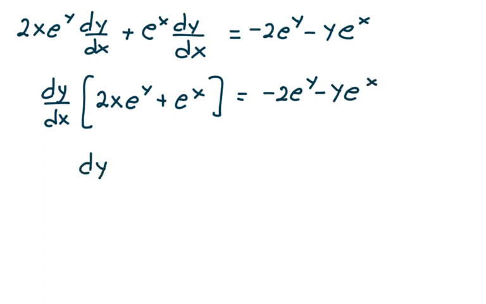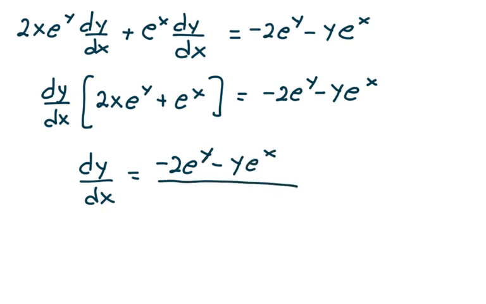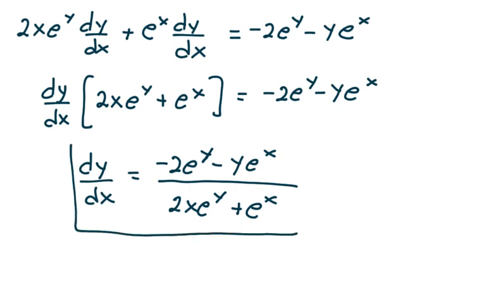Solving for dy/dx, I get negative 2e^y minus y e^x in the numerator, and in the denominator I get 2x e^y plus e^x. And this is problem number 17. Let's take a look at problem number 19.